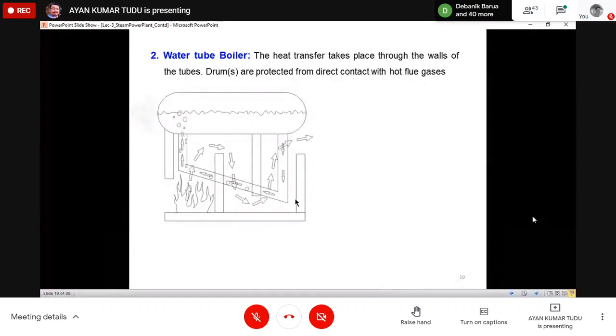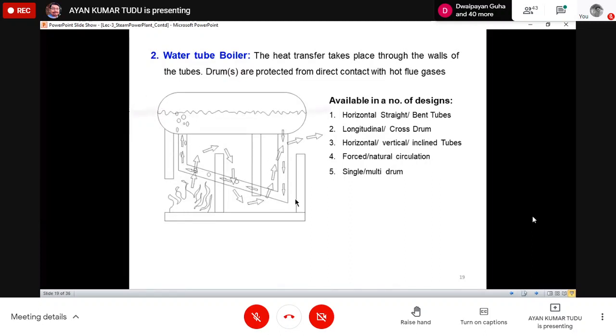These water tube boilers are available in many designs. It may be horizontal, straight, or bent tubes, as you can see here. It may be a longitudinal or cross drum. It may have horizontal, vertical, or inclined tubes. Forced circulation or natural circulation, single or multi-drum.